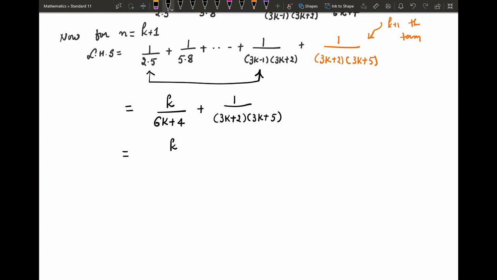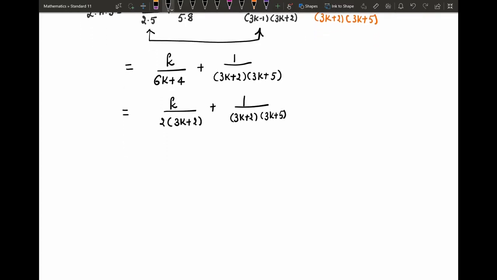Now simplification, this is nothing but k upon, if we take 2 common, then into bracket 3k plus 2, plus 1 upon (3k plus 2) (3k plus 5). So now we take 1 upon 3k plus 2 common. So into bracket there will be k by 2 plus 1 upon 3k plus 5.